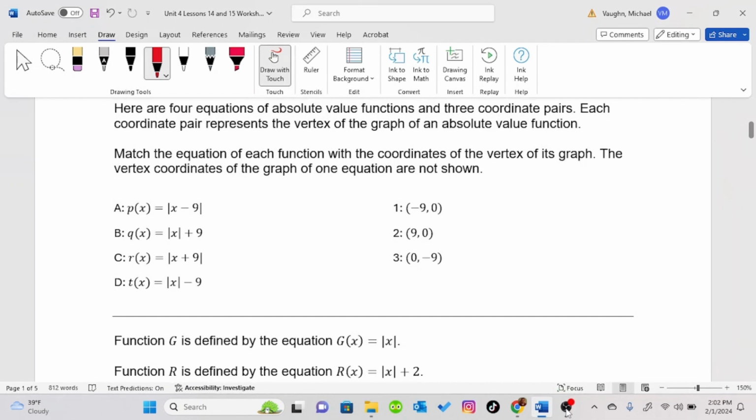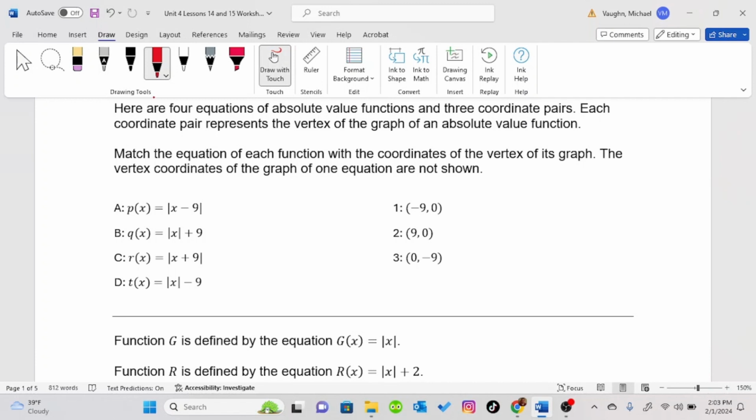Here are 4 equations of absolute value functions and 3 coordinate pairs. Each coordinate pair represents the vertex of the graph of an absolute value function. Match the equation of each function with the coordinates of the vertex of its graph. The vertex coordinates of the graph of one equation are not shown.